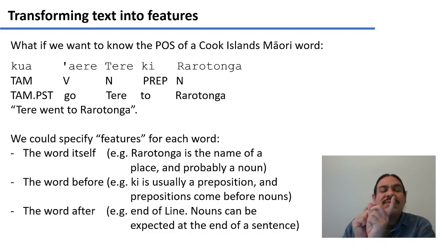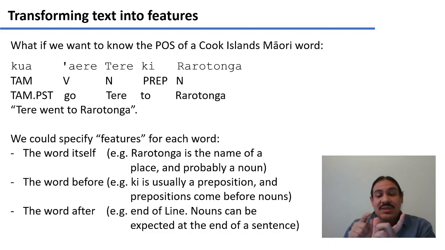Then we could also have a feature for the context. We could have the feature of the word before. So if we have the word Rarotonga, the word that comes before it is ki. We do this because usually nouns have prepositions next to them. So we could use this information to identify that if you have a preposition before you, you're probably a noun.